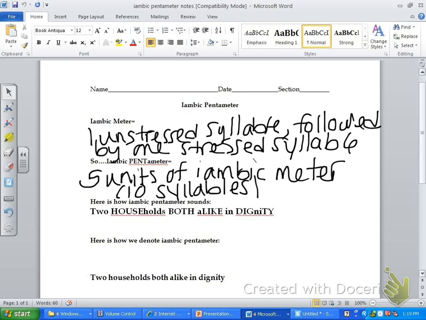When we are reading iambic pentameter and we're trying to figure out if a line in fact is an iambic pentameter, we have a certain way that we denote it, or that we mark the lines.